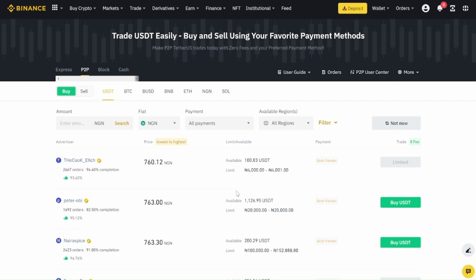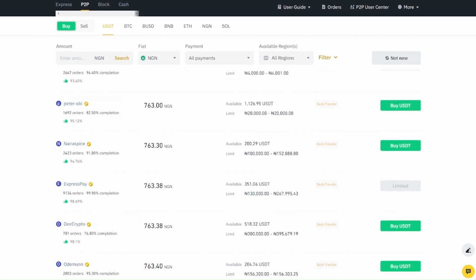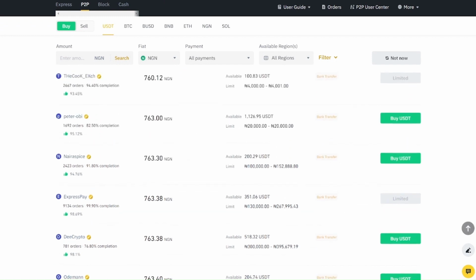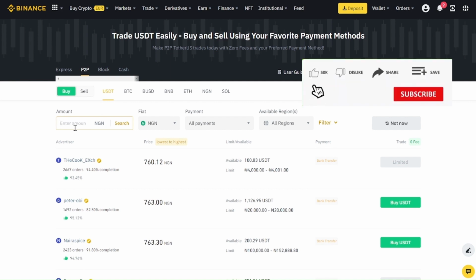So you need to come over here and buy from people at the lower price. So you see these guys over here that are selling at this 760, which there are a lot of people who are selling at this price. Just search, let's say 5,000.